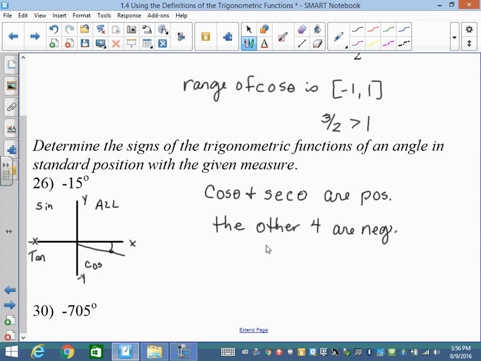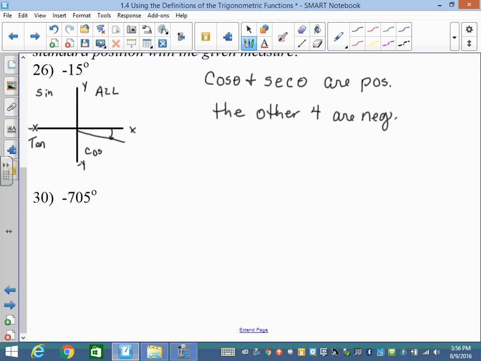Now, you might get a teacher or somebody later on that says, no, cosine and secant are positive, and then they'll want you to write down tangent, cotangent, secant, cosecant, and sine are all negative. But I think you get the idea of what you're doing. You're just identifying what's positive and then taking care of everybody else.